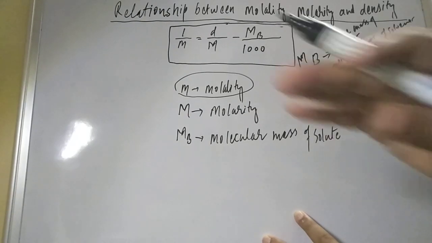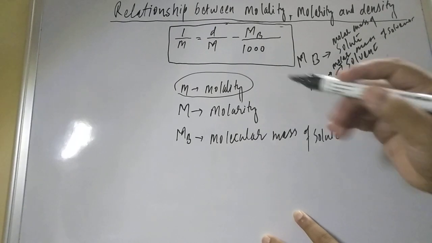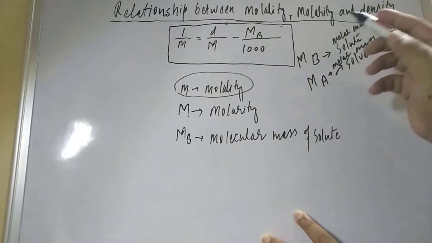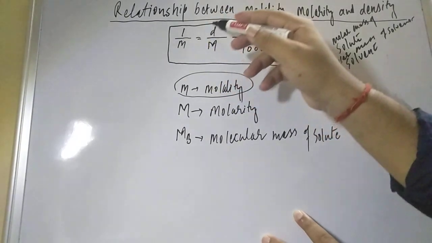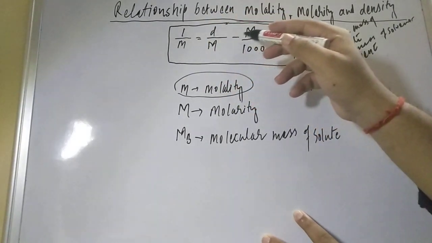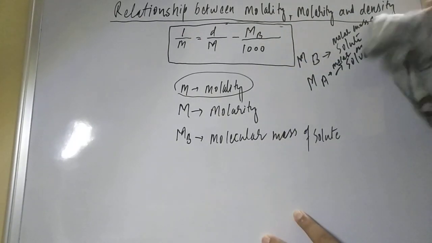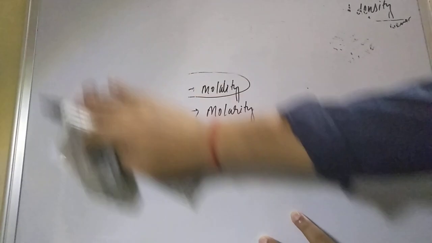Now, the formula relation between molality and density: 1 by molality equals density by molarity minus molar mass of solute upon 1000. By keeping this formula, we are going to solve some problems. Let us see some problems.